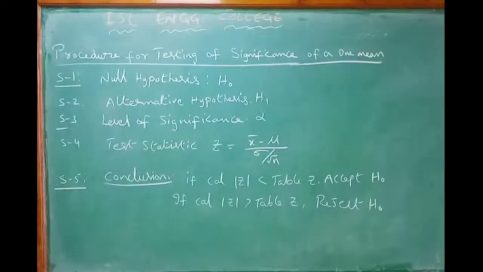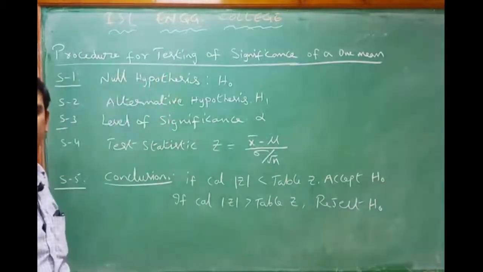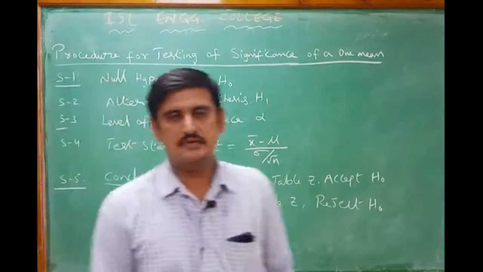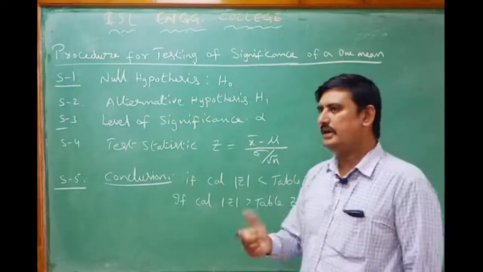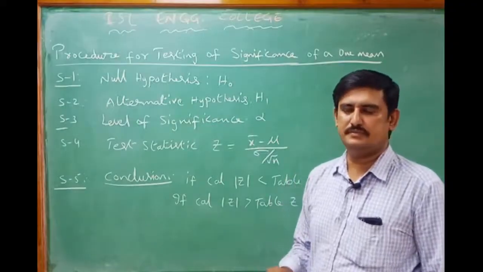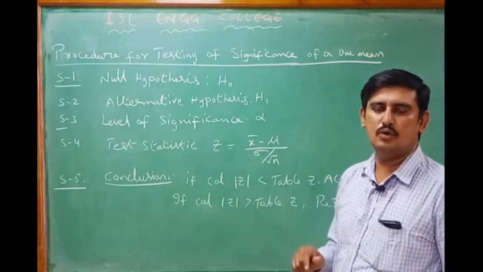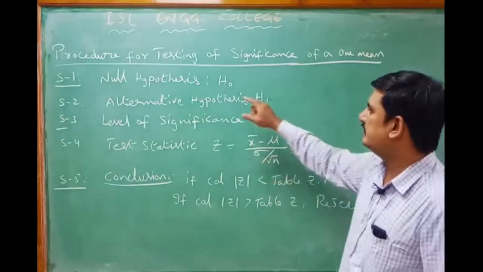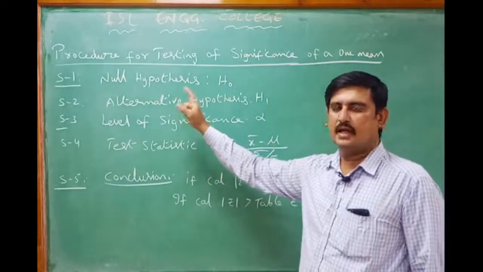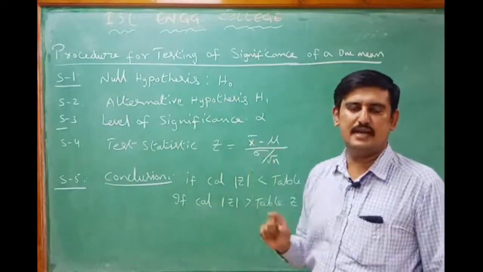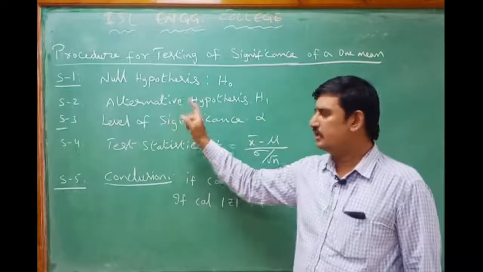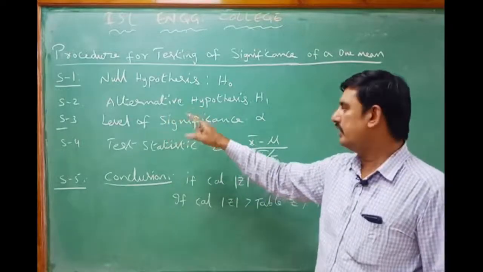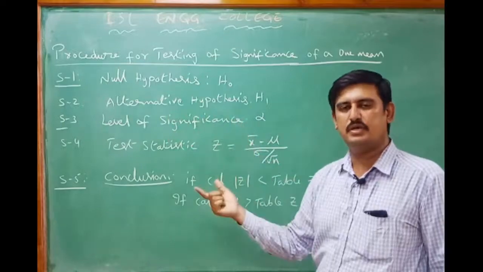Okay, so let us continue with the first type: procedure for testing of significance of one mean. In a testing of hypothesis problem, if we are given one mean and a population standard deviation, how do we test the hypothesis? Here see the procedure. Step 1, null hypothesis H naught: you need to set the null hypothesis, that whatever the given information is true. Then step 2, take the alternative hypothesis, which is opposite to the null hypothesis.